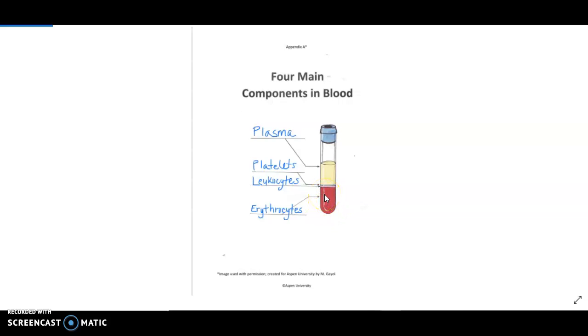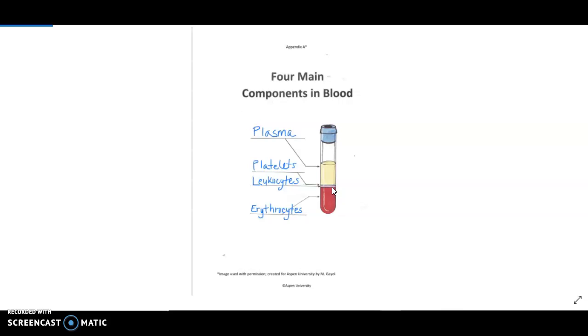There is both oxyhemoglobin, which is oxygenated, and deoxyhemoglobin. The next portion is leukocytes, which is found right here.